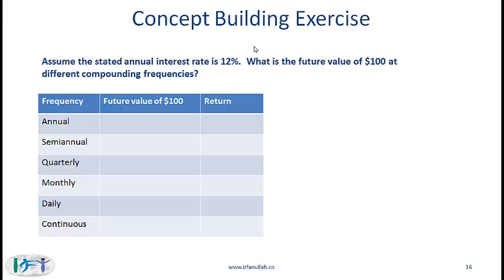Here is an important concept building exercise. Assume that the stated annual interest rate is 12%. What is the future value of $100 at different compounding frequencies? And then what is the corresponding return? I'll do the first one for you. If you have annual compounding, then at the end of 1 year, $100 must become 112, which means that the return is 12%. What if you have semi-annual compounding?